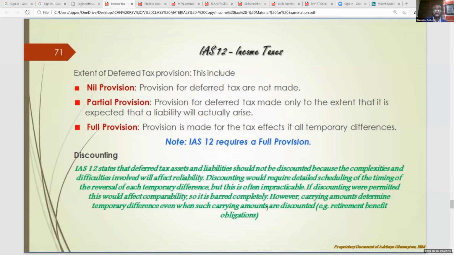Now, the other one is this. There are three schools of thought with respect to how deferred tax is to be recognized. The first school of thought says, of what essence or need is the recognition of deferred tax? They believe that deferred tax should not be provided for. Rather, only the current tax should be shown in the financial statement. But that argument is considered invalid because it failed to abide by the accrual principle and equally the matching concept.